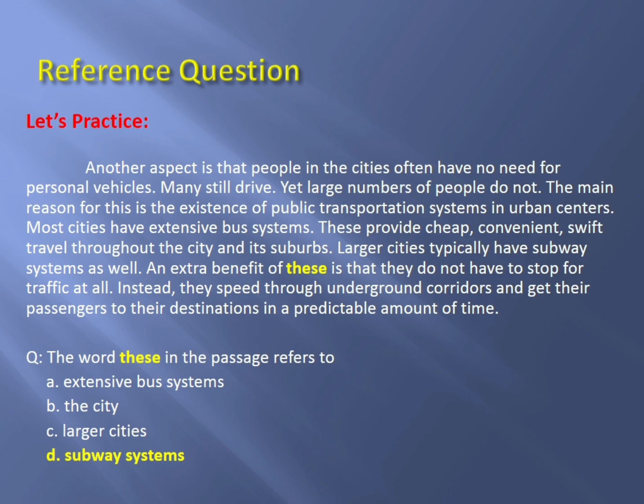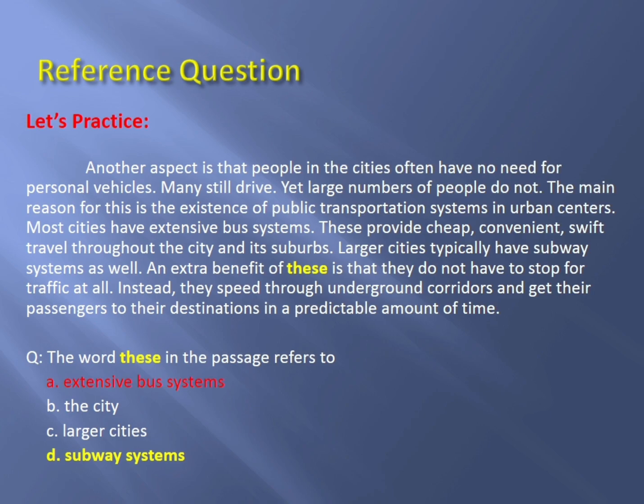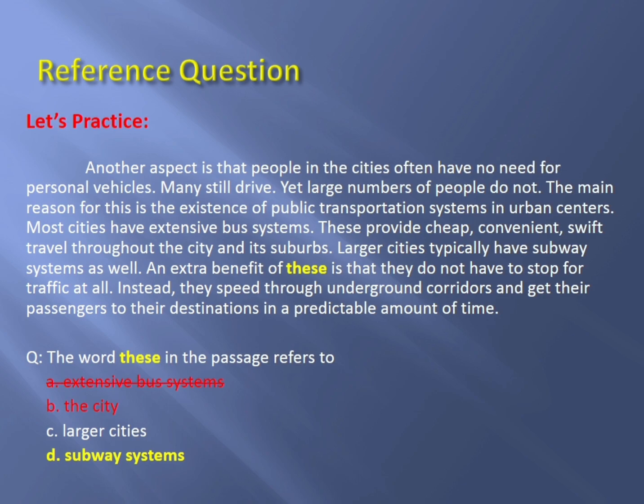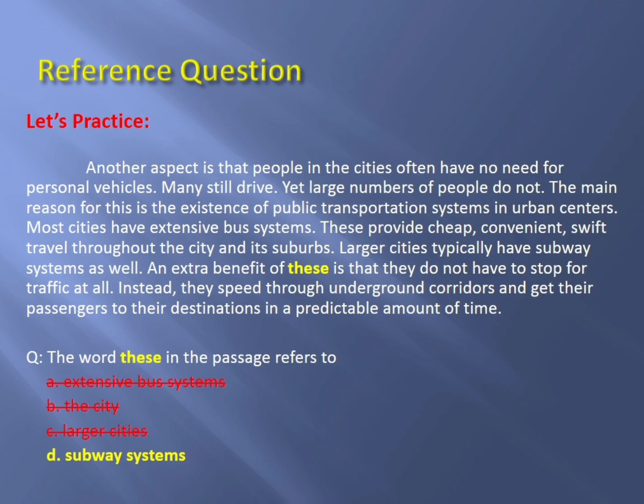Let's find out why. Note that the important phrase in the sentence is, they do not have to stop for traffic, which means the highlighted word, these, is referring to something that is moving. Answer choice A would result in a factually incorrect statement. Also, extensive bus systems were discussed earlier in the passage. Choice B is wrong because again we are referring to something that is moving. Plus the fact that these and city do not agree in number. Choice C is also an incorrect answer choice because, obviously, larger cities do not move.